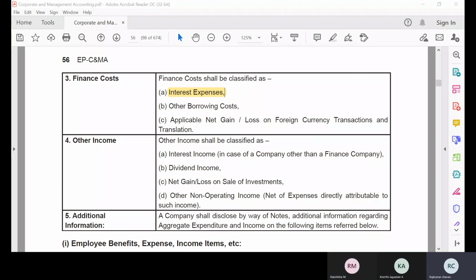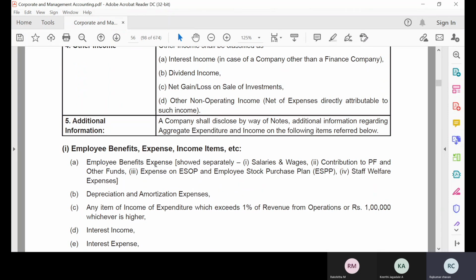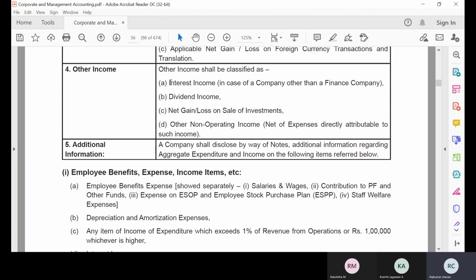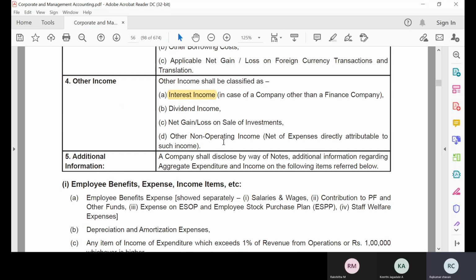Yes, sir. Okay, so next one we'll discuss, continue. What is other income? Other income means interest income. The company will get some interest in case the company is other than a finance company. For example, if a company has given a loan to some other company, they will pay interest to our company. So that is why it is called interest income. The interest that you receive is income for you. Next, some companies invest in other companies and they get dividend. Dividend is also called other income.